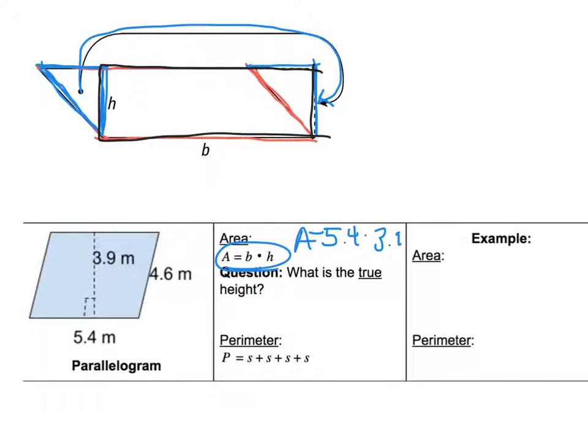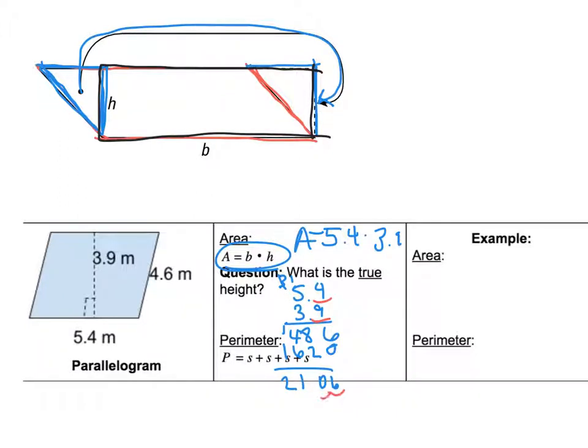So we can find the area by multiplying 5.4 and 3.9 together. So 4 times 9 is going to give me 36. 5 times 9 is 45, plus 3 is 48. 3 times 4 is 12. 3 times 5 is 15, plus 1 is 16. And when I add all that together, I will have 21.06.